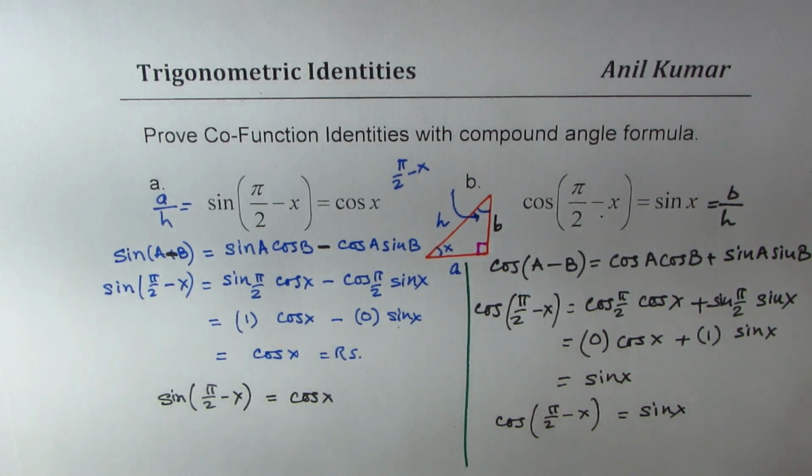So I hope that makes sense, right? So you could prove cofunction identity with the help of this compound angle formula. I hope that makes sense.